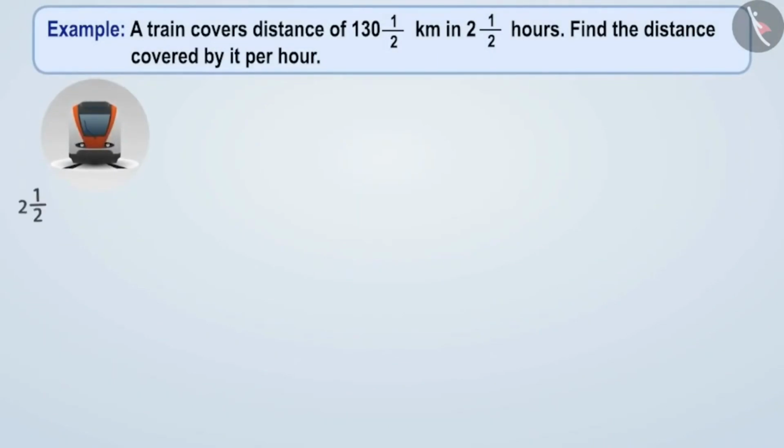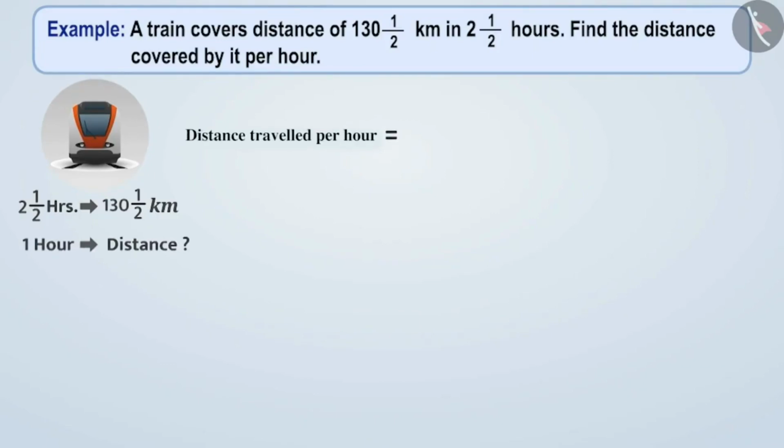A train covers a distance of 130.5 kilometers in 2.5 hours. Find the distance covered by it per hour. To find the distance the train would be covering per hour, we have to divide the total distance covered by the train by the total time. That is, we have to divide 130.5 by 2.5. Can you tell how this division will be done? Think for a while.